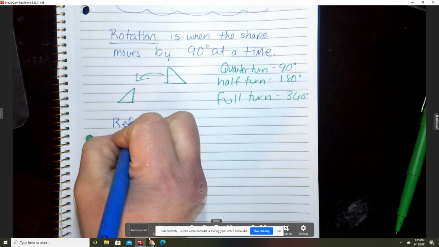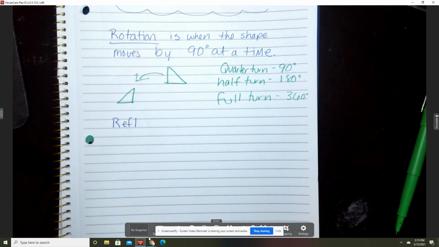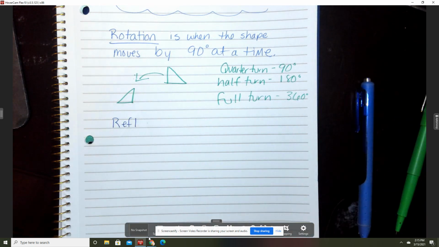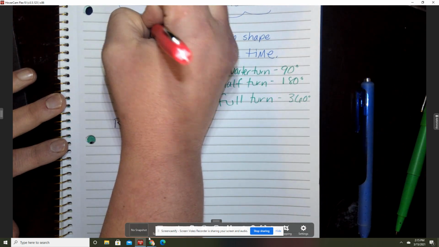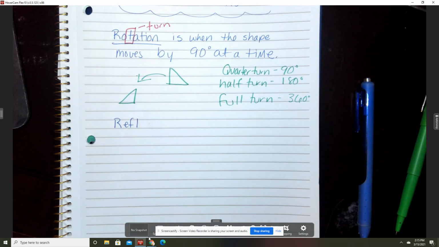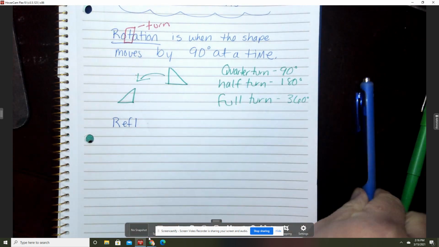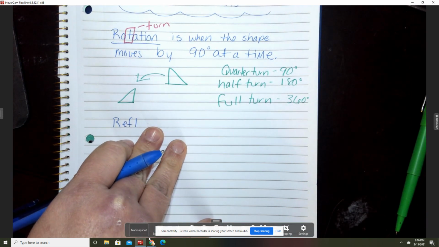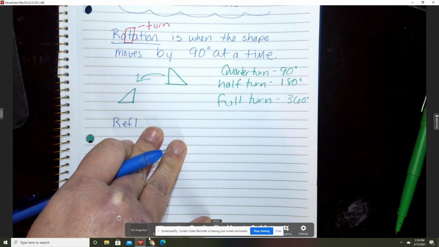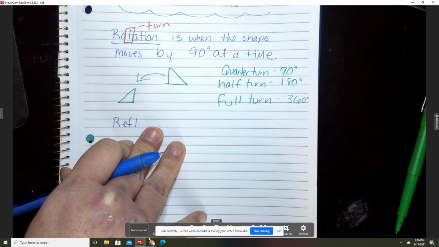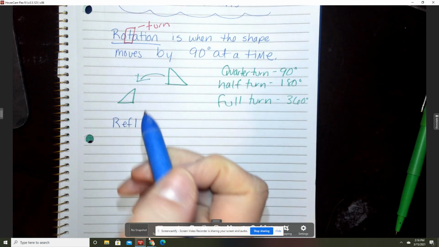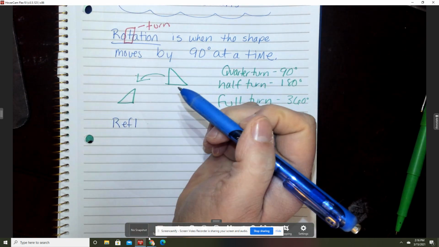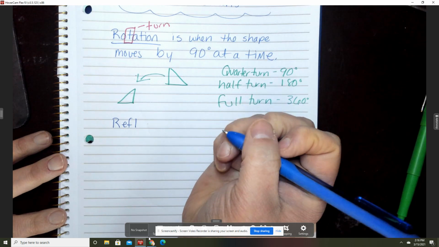All right, a reflection. Oh, one more thing I want to point out right here. Rotation. So we've got our T. That stands for turn. And that is how I remember these. Guys, this was new to 5th grade last year. Was it new to 5th grade last year? Yes. And maybe it wasn't last year, but it's a new 5th grade skill. So I would have to memorize them by these little tricks I'm going to show you.